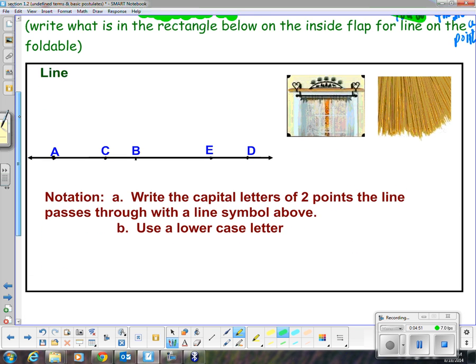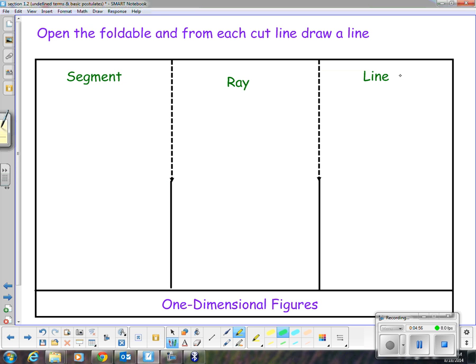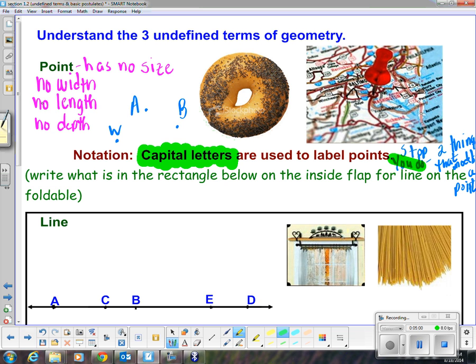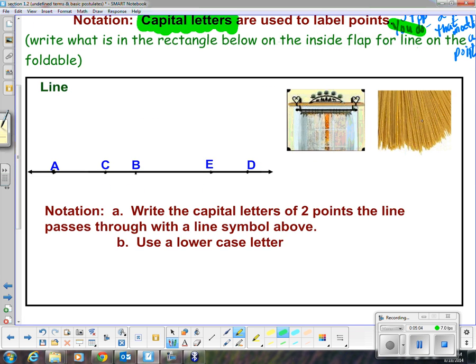All right, so now we're going to talk about lines. So I do believe on your foldable there was a section of it called a line, and that's where I want you to take these notes. All right, so a real-world example of a line would be a piece of spaghetti. Another real-world example. So if you imagine this curtain rod going on to infinity in both directions, then that would also be another example of a line.